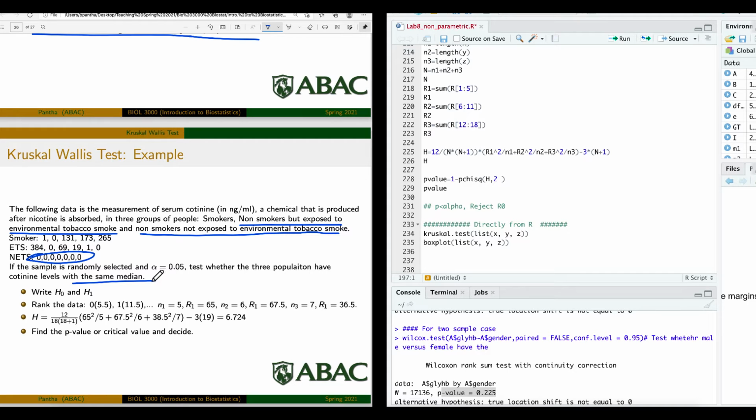That's what you want to do. Okay, all right. So write H0 and H1. H0 is they have the same cotinine level, and H1 is they do not have the same cotinine level. Okay, now you need to rank the data.